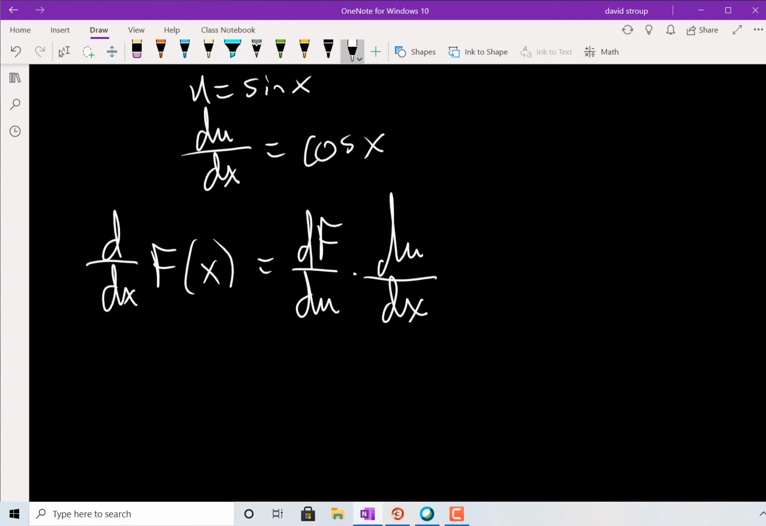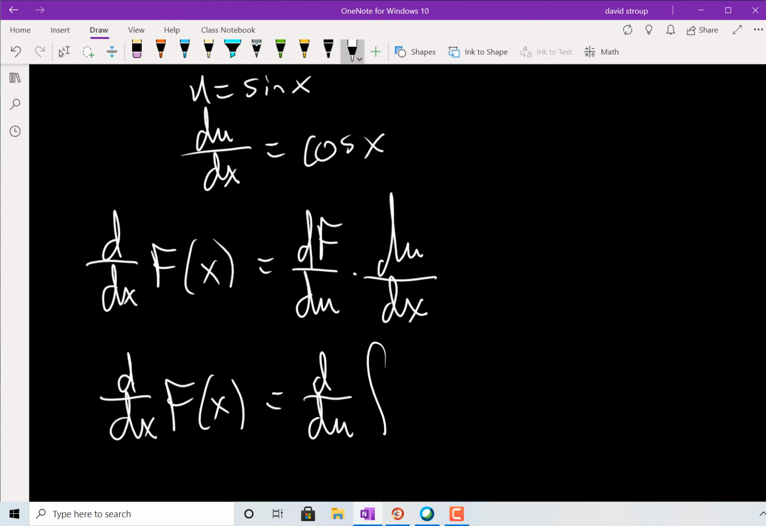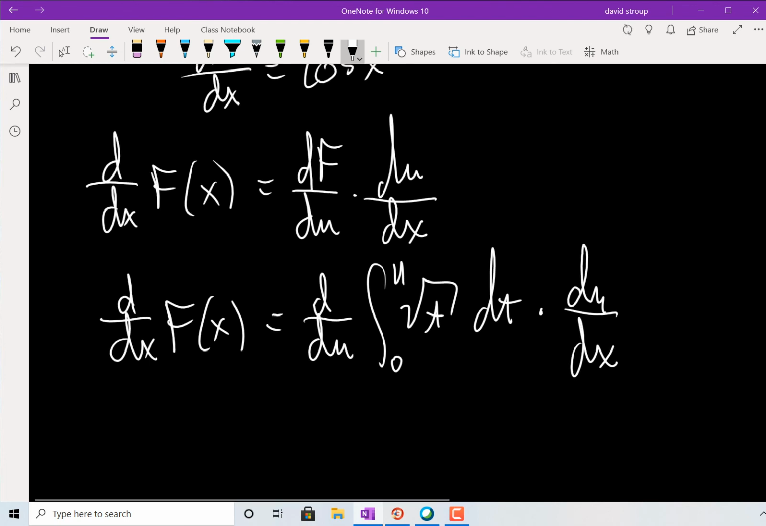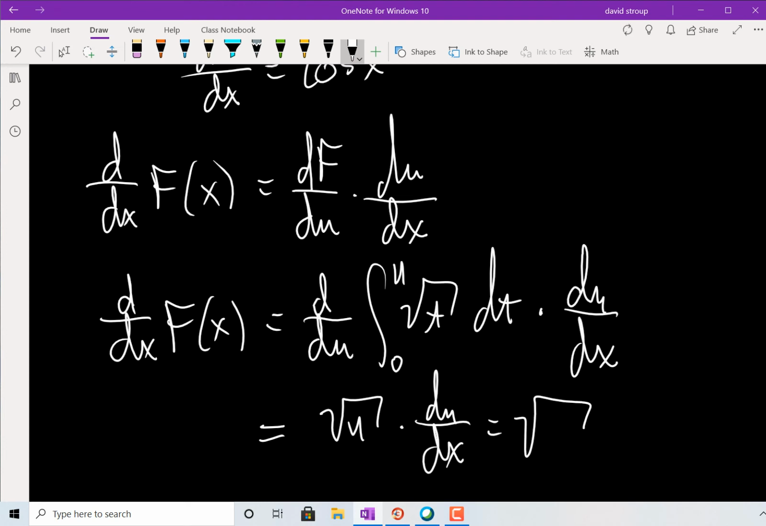Okay, so let's do that. The derivative with respect to x of f of x is equal to the derivative with respect to u of f of u, and f of u is just the integral from 0 to u, where I replace sine x with u, of the square root of t dt. But I also have to remember to multiply on the derivative of u with respect to x. And so what do you get? The derivative with respect to u of this integral will just give you back the square root of u, times the derivative of u with respect to x. Back substituting, the u value was sine of x, and the derivative of u with respect to x we found was cosine x. And that would be your answer.